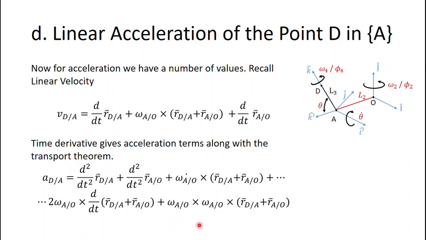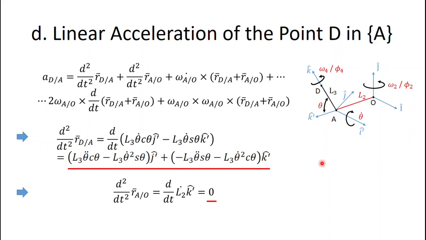And this last term, I think, is called the Coriolis acceleration. This term is just the transport theorem of the position of the point D. Okay, cool. Now let's find these 5 terms separately.